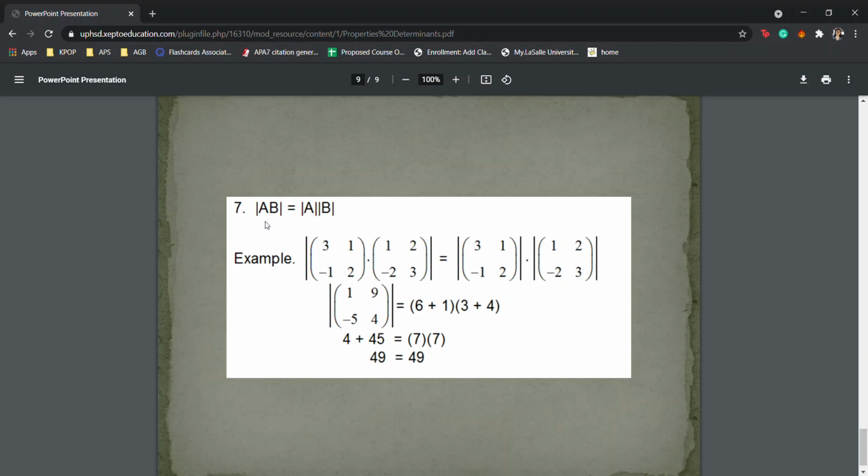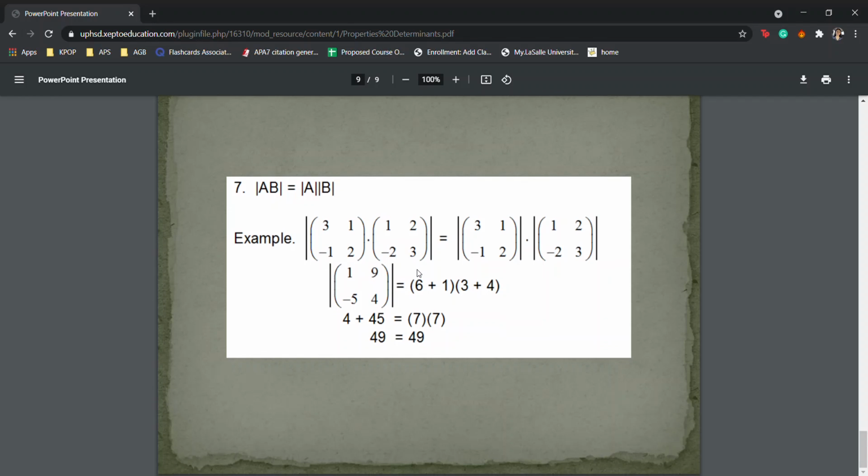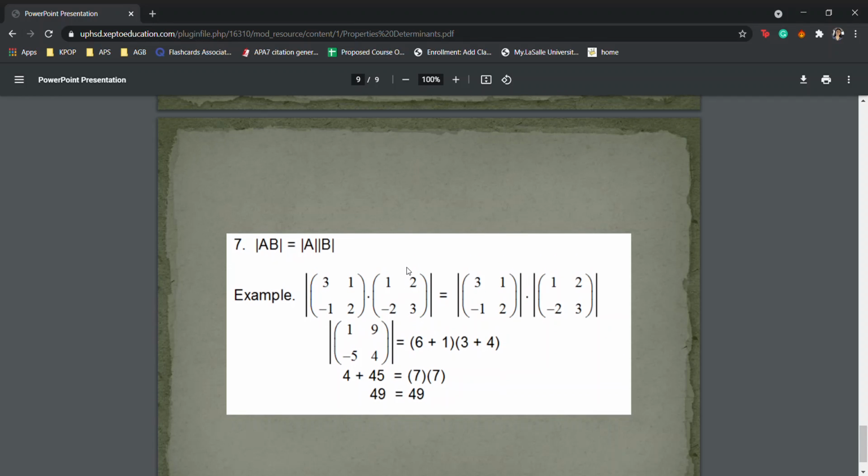Additional property: the determinant of the product of two matrices A and B is the product of their determinants. So we have here an example, and you can verify. You can multiply first the matrices and then get the determinant of the product, or you get the individual determinants of the matrices and then you multiply them, and you will see that they are identical.